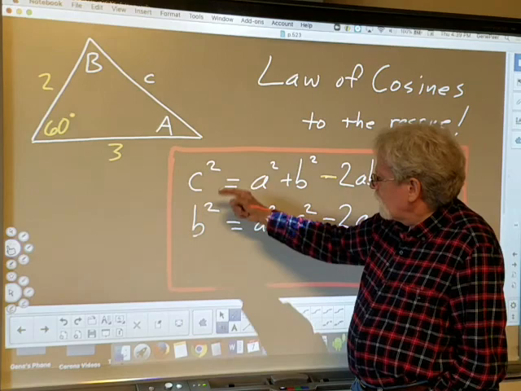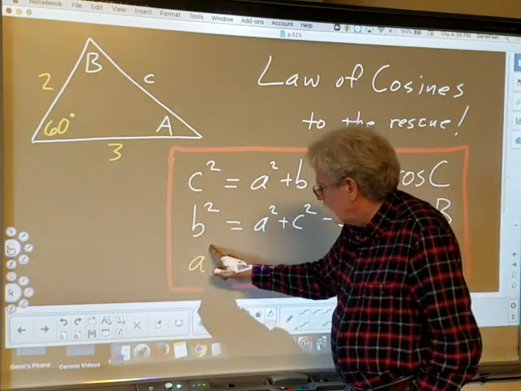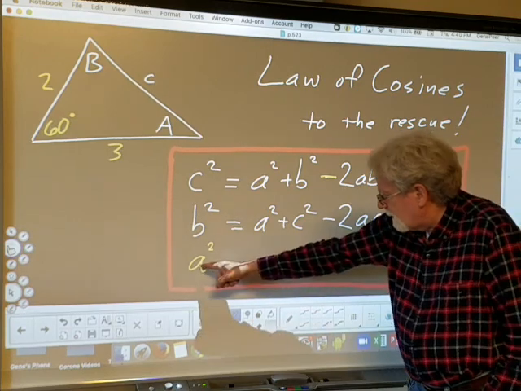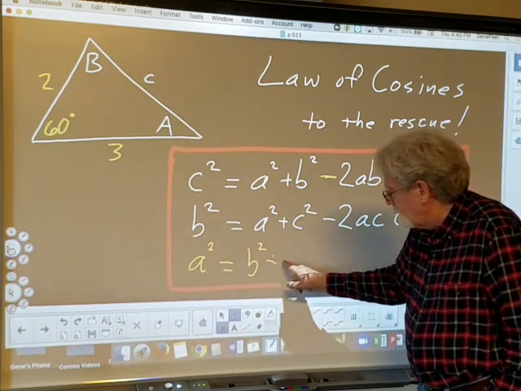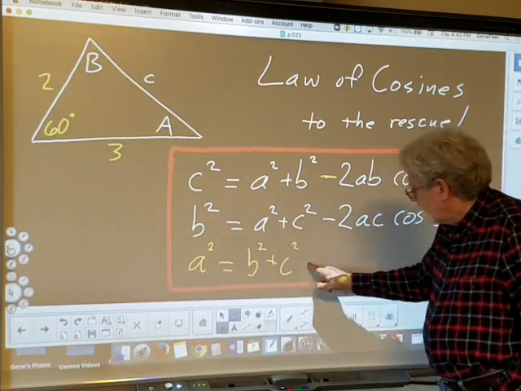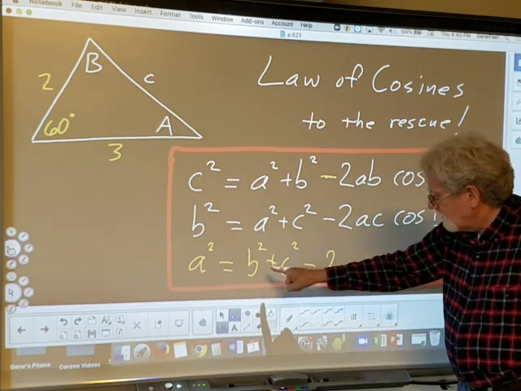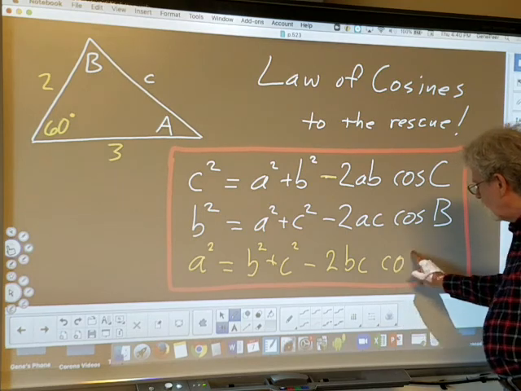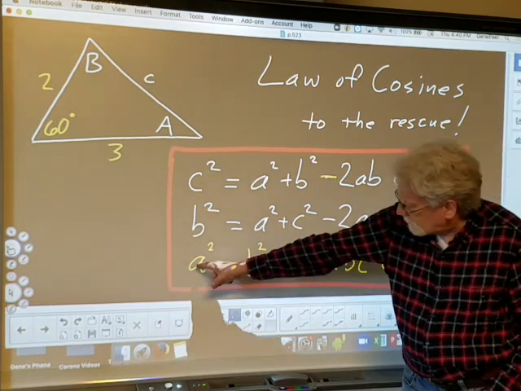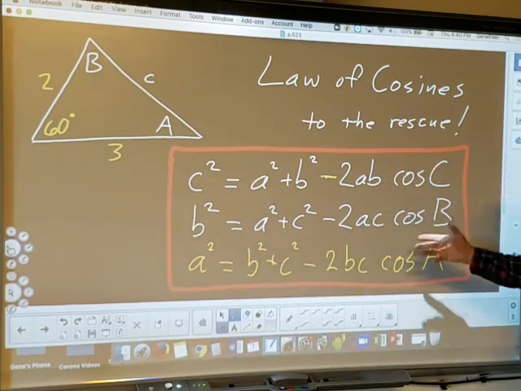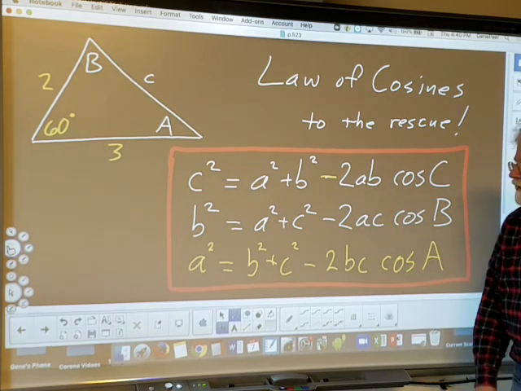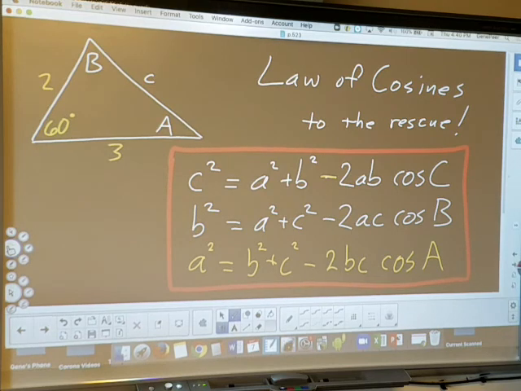So we found C squared, we found B squared. Let's find A squared. A squared will be what's left. Well, we've got the A here. We need a B squared and a C squared. Then subtract 2 times this guy times this guy. 2 times BC. Then multiply by the cosine of the angle associated with this guy, which is A. And look how easy that is. Like I told you, it's not as bad as it looks. It looks horrifying, but it's not that bad at all.